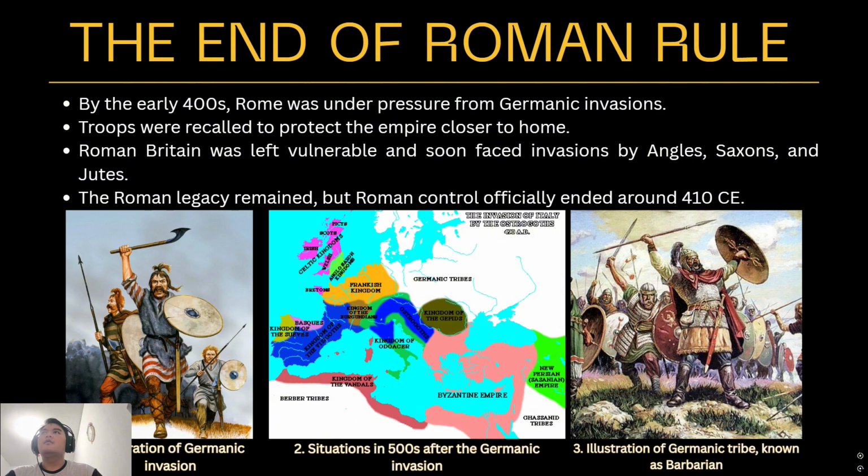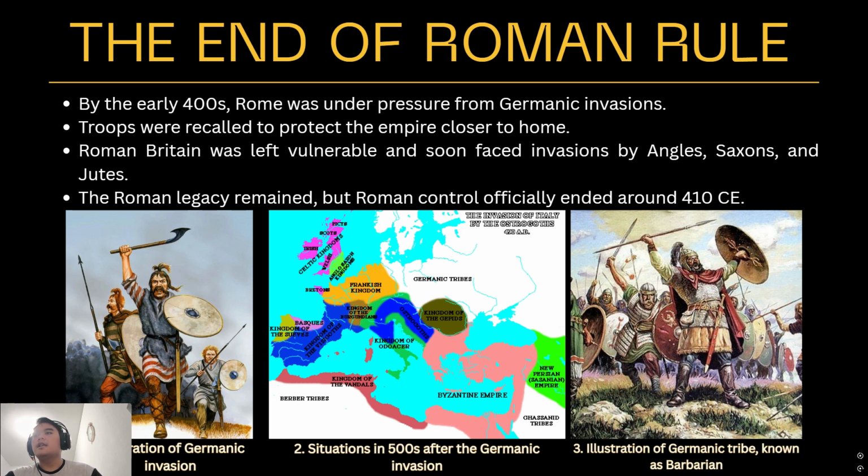Okay. The end of Roman rule. By the early 400s, Rome was under pressure from Germanic invasions. Troops were recalled to protect the empire closer to home. Roman Britain was left vulnerable and soon faced invasions by Anglo-Saxons and Jutes. The Roman legacy remained, but Roman control officially ended around 410 Common Era.